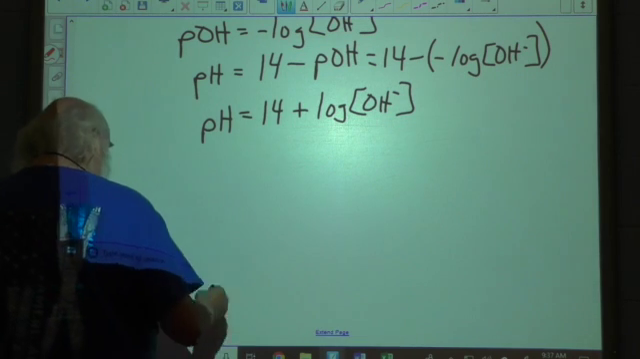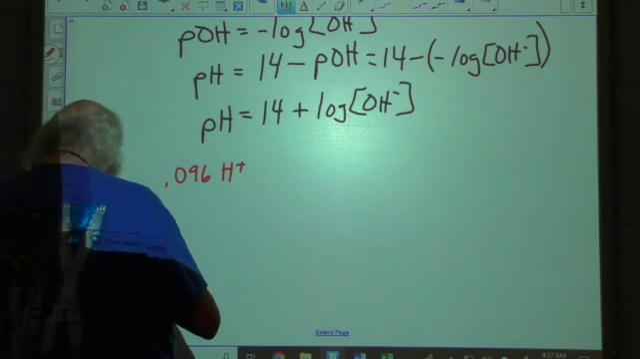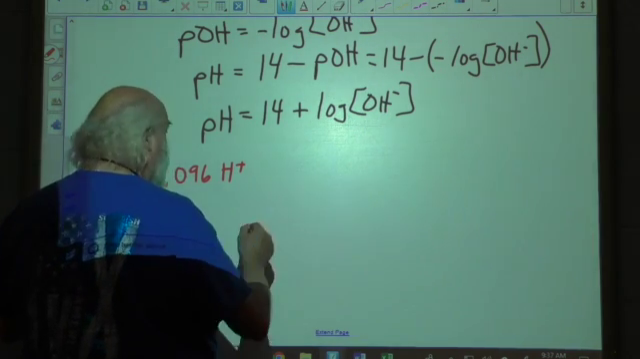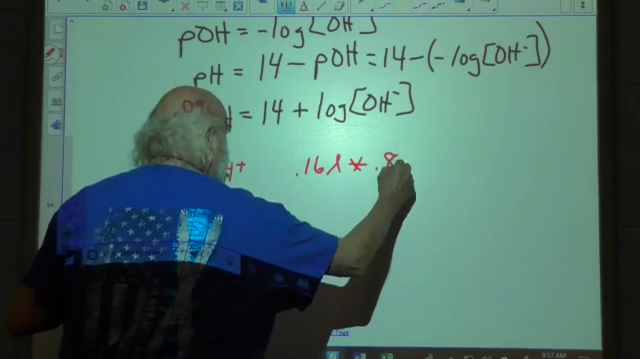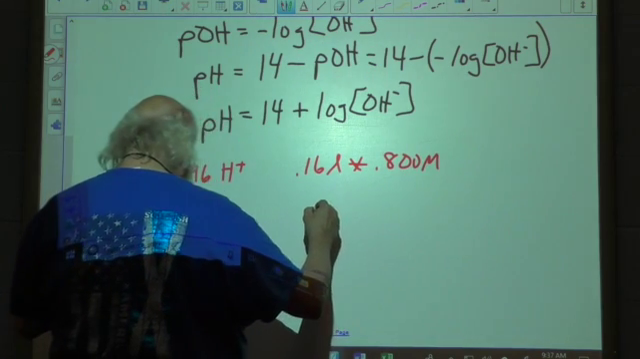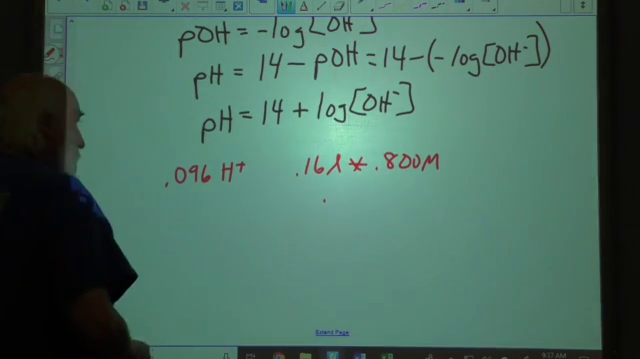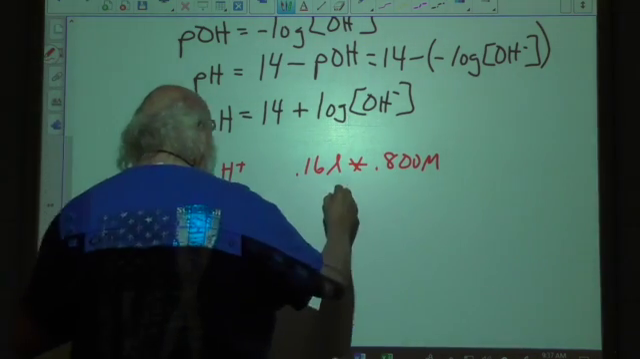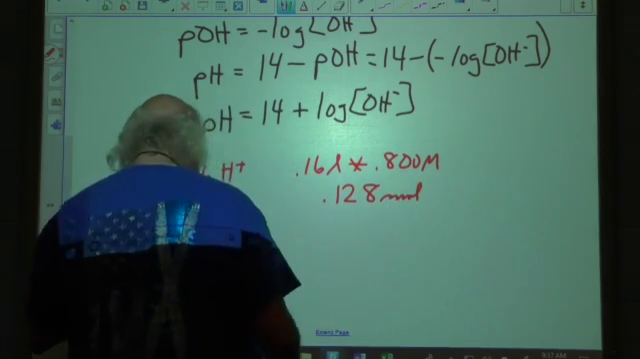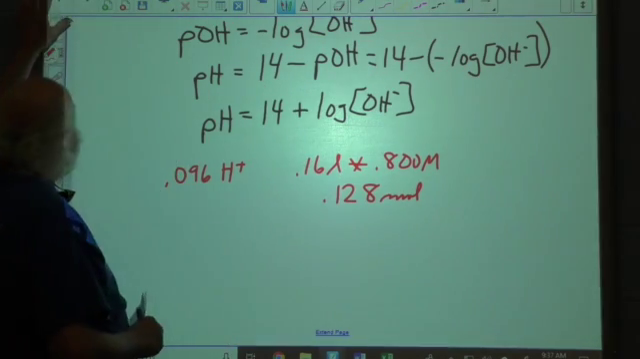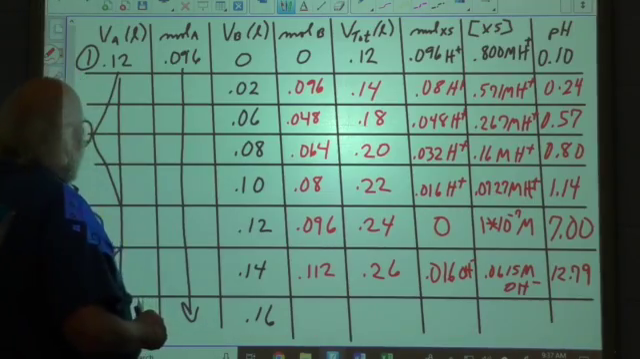So again, we got 0.096 of the H positive, and we've got 0.16 liters times 0.800 moles per liter, and that's going to give you 0.128 moles. I see I've done the wrong calculation here, so I'm going to have to do some quick calculator work when you want to get to that point. So let's put those numbers in.